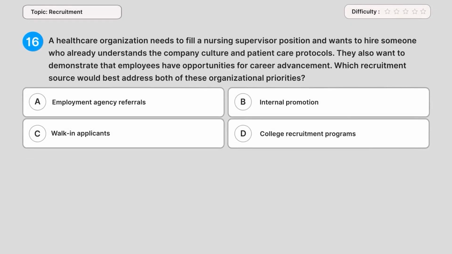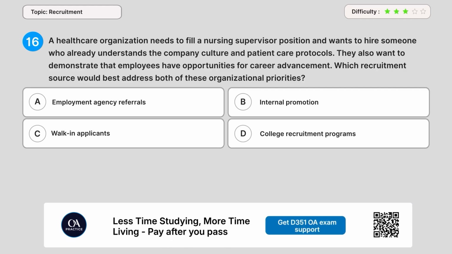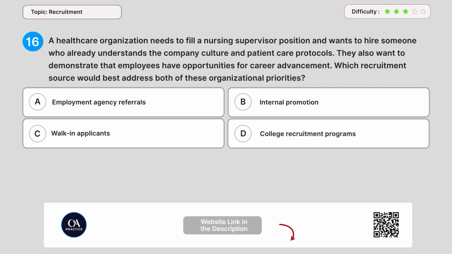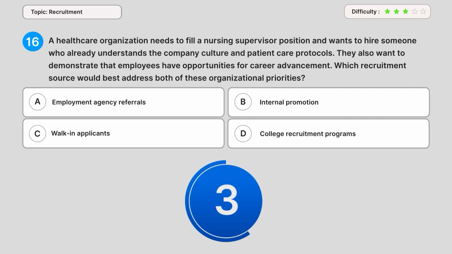16. A healthcare organisation needs to fill a nursing supervisor position and wants to hire someone who already understands the company culture and patient care protocols. They also want to demonstrate that employees have opportunities for career advancement. Which recruitment source would best address both of these organisational priorities? A. Employment agency referrals. B. Internal promotion. C. Walk-in applicants. D. College recruitment programs. What do you think is the answer?